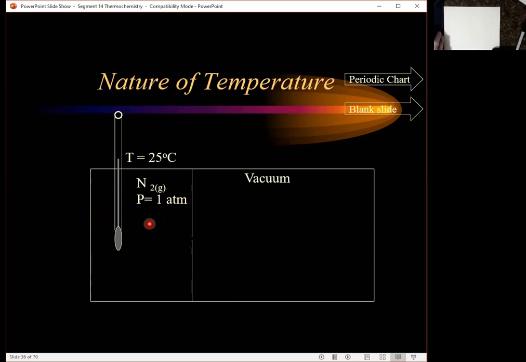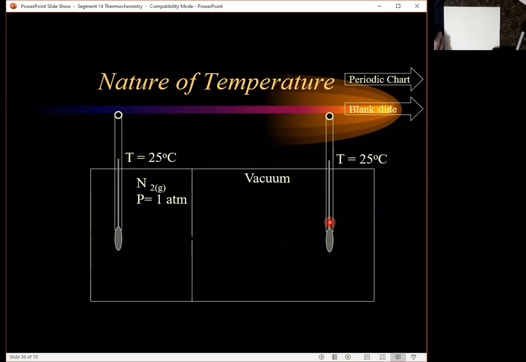Now, you know what's going to happen. The gas is going to flow through that little hole and come out over here into this other region. And if we measured the temperature way over here, far away from the hole, you measure 25 degrees. Now, did that surprise anybody? I don't think so. That's what you'd expect.